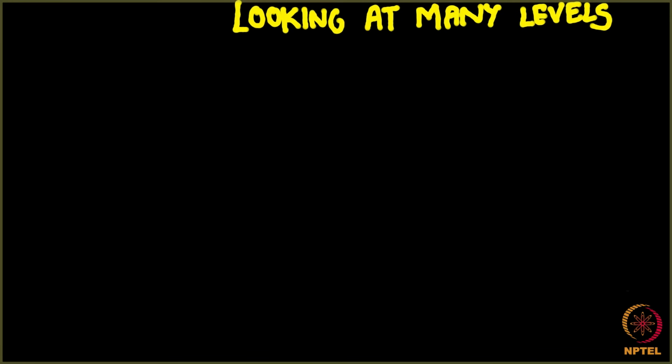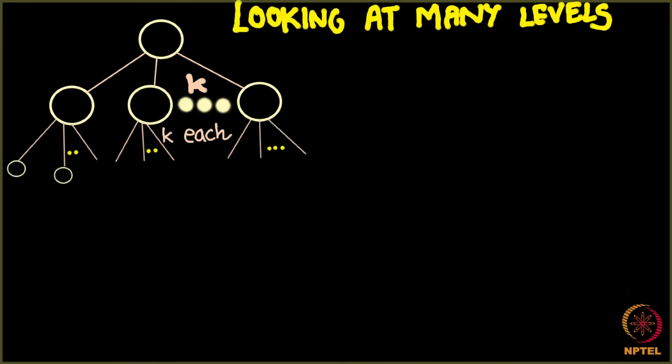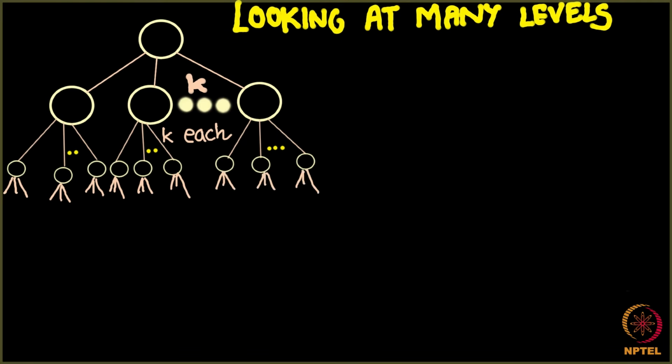Now we are going to look at this network in terms of many levels. This is the first node here, and let's say this node has k children, and each of these k children again has k children. Each of these k children has k children, and so on.